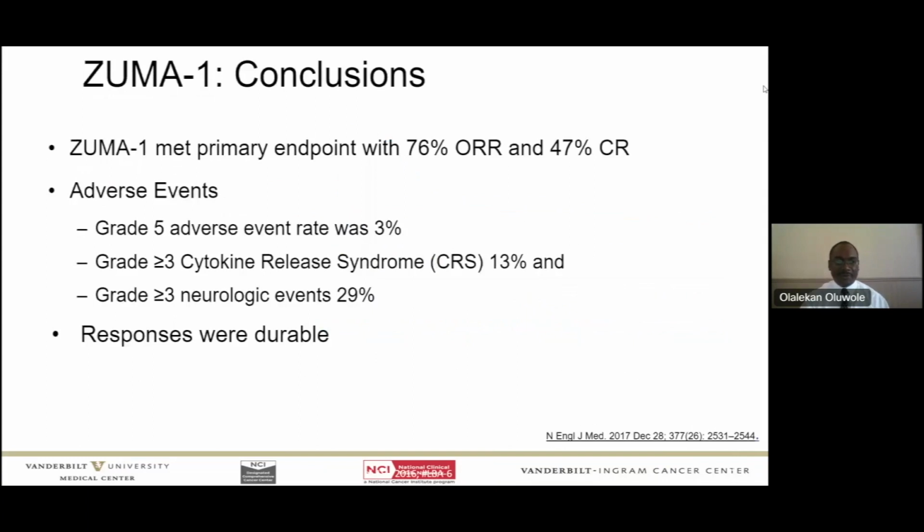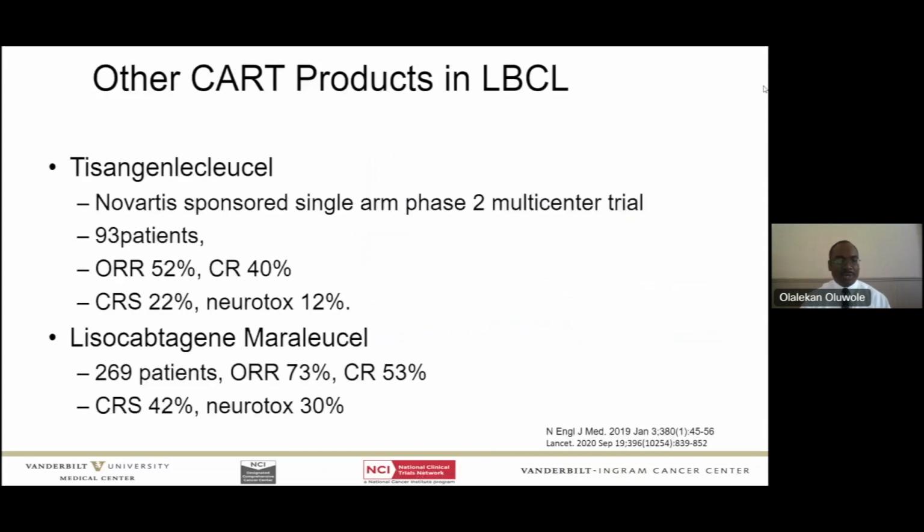There were a few grade 5 events. Cytokine release syndrome occurred in the higher grade in 13%, and neurological events in 29%. The responses were durable. There are two other CAR-Ts that are approved.